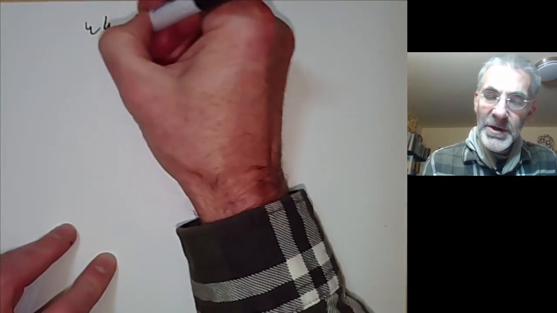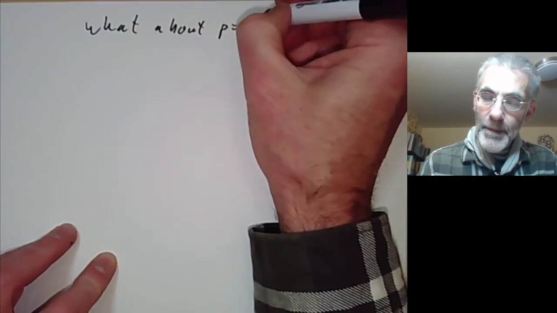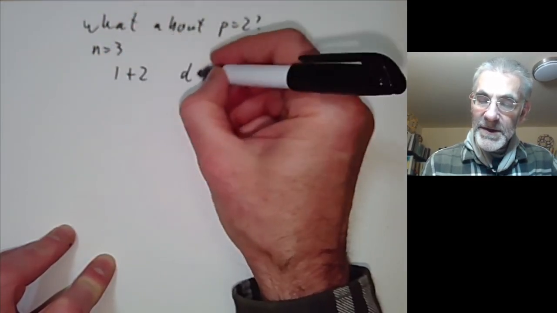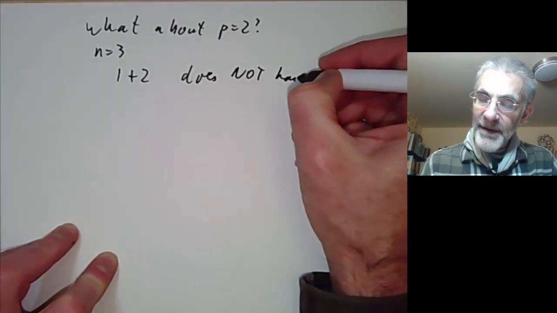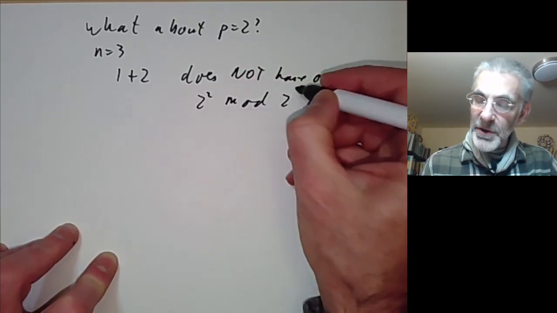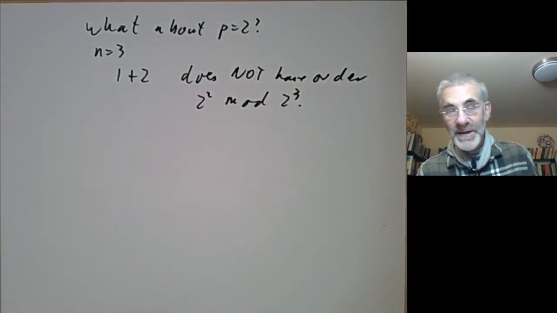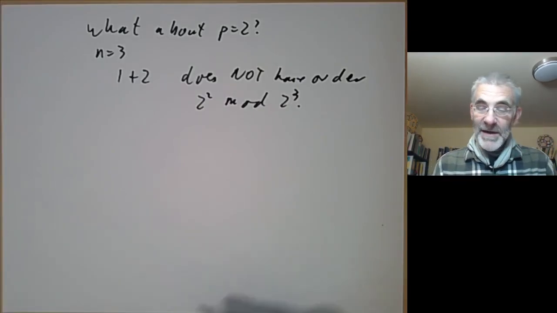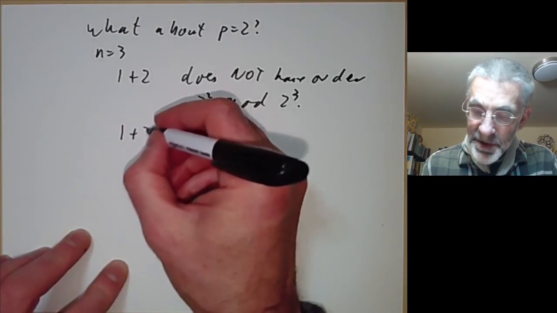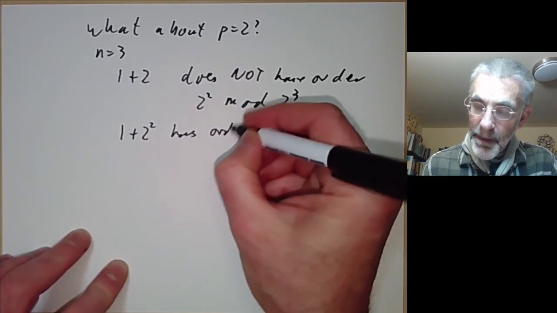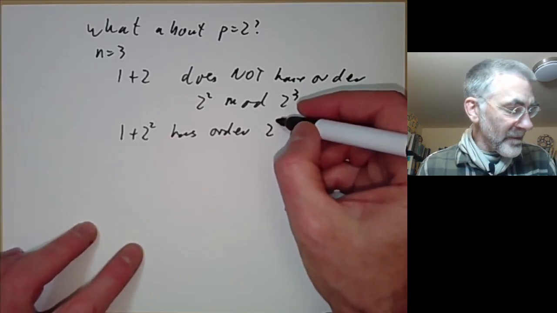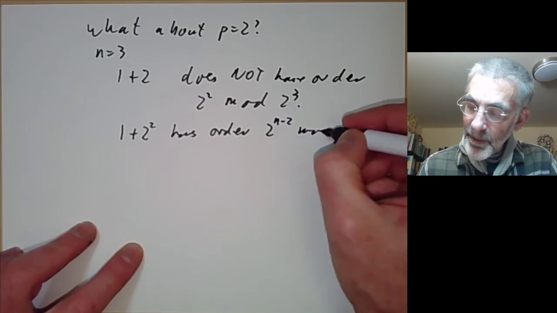We should say, what about 2? Well, in that case, if we take n equals 3, 1 plus 2 does not have order 2 squared modulo 2 cubed. This is order 2, so this definitely breaks down. Instead, we get a slightly different result. So we find 1 plus 2 squared has order 2 to the n minus 2 modulo 2 to the n.